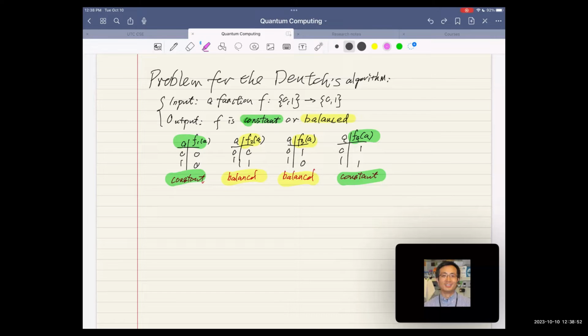But instead of working on the four outcomes, we actually separate this four situations into two. The green ones are the constant, and the yellow ones are the balanced. And this is actually not the Deutsch algorithm. This is the problem that the Deutsch algorithm is trying to solve. Am I making sense to everyone? Yes. Okay. All right.